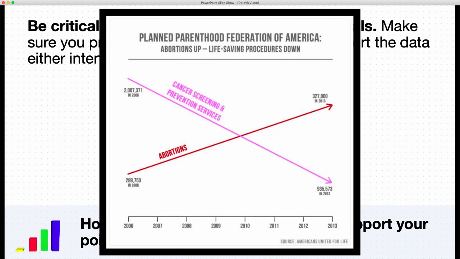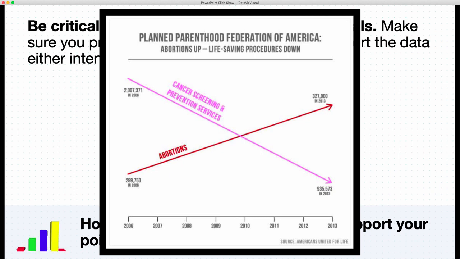Here's this one that says that abortions are up and life-saving procedures down. And as you can see, the arrows here, it looks like abortions are way, way up, and that cancer screenings and prevention services are way, way, way down. It looks like abortions are actually up as much as cancer screenings are down. That's how it looks on this particular data visual as it's created now. But if you look a little more closely, you'll see it's not accurate.